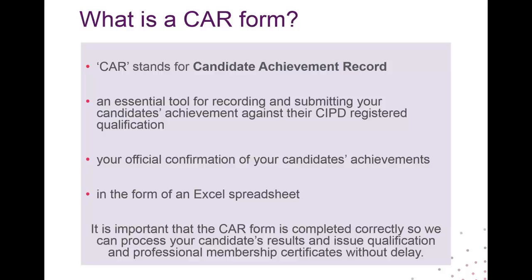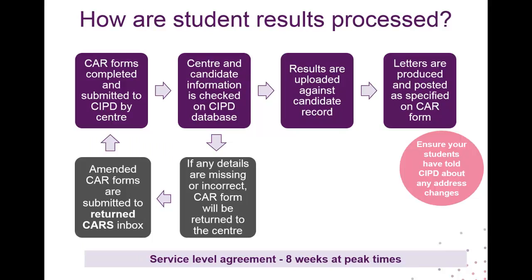The CAR forms are the only way in which we process candidate achievements against CIPD qualifications. Without a correctly completed form, we're unable to log student results or issue a professional membership certificate. Once you've completed a CAR form for your student results, you'll need to submit it to CIPD's Student Administration team via carforms@cipd.co.uk.